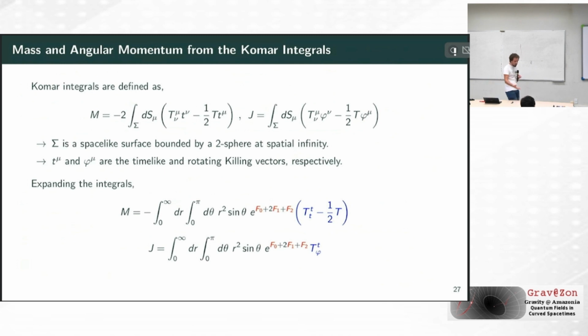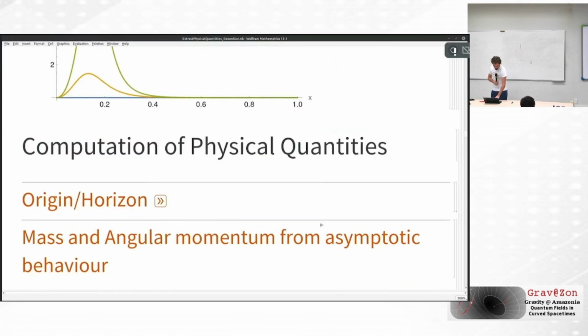Again, since this is a boson star, you can check if this result is exactly the same as the one for the mass when you do the asymptotic study. So you can then go to Mathematica again.